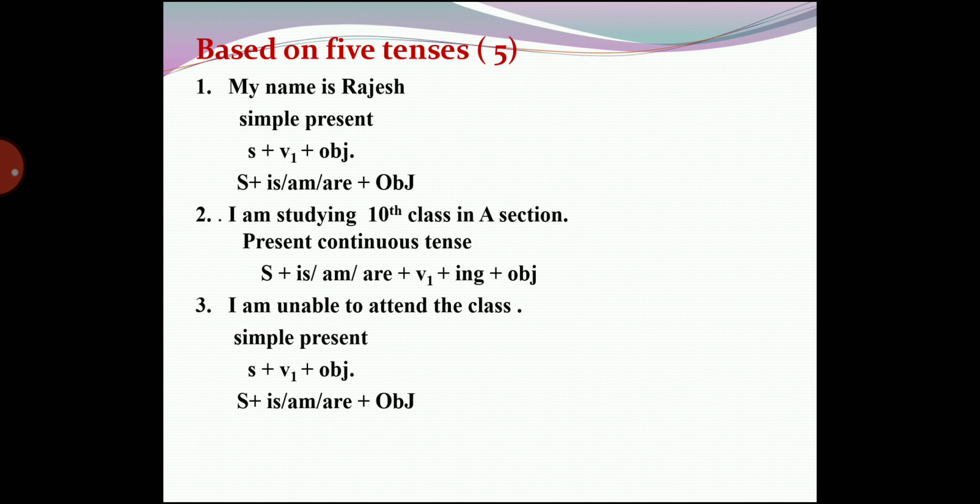I am studying 10th class in A section. Present continuous tense. Subject plus is, am, are plus V1 plus ing form plus OBJ. I am unable to attend the class. Simple present. Subject plus V1 plus OBJ. Subject plus is, am, are plus OBJ. So the sentence belongs to the second structure. As a primary auxiliary, it is used as a main verb in a sentence. Do remember all the time, don't confuse.